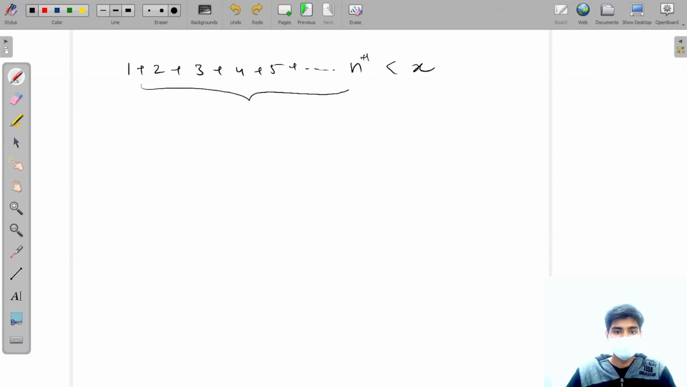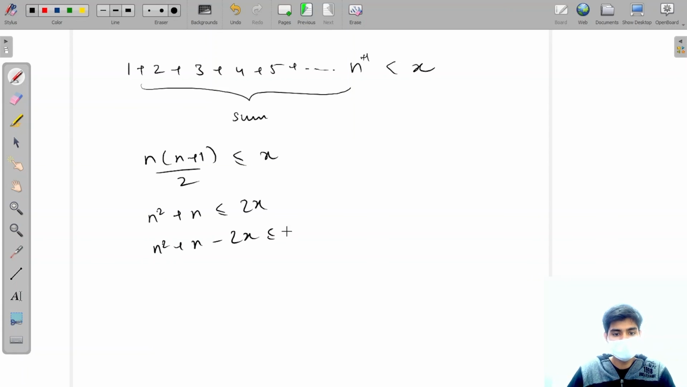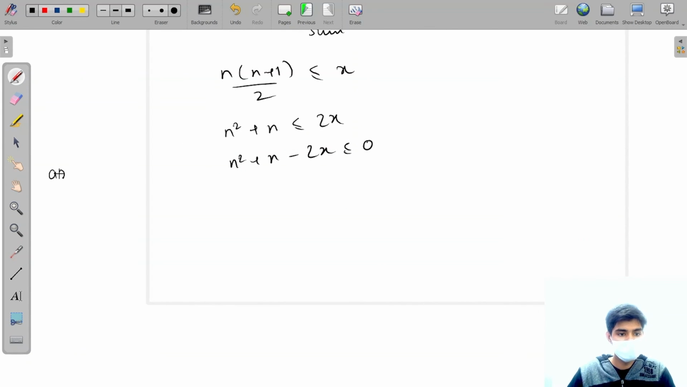I can say that this is the sum of n natural numbers, so that will be n times n plus 1 by 2, which is less than or equal to x. If I open this, it will be n square plus n less than or equal to 2x, which is n square plus n minus 2x less than or equal to 0. Now if you know the quadratic equation ax square plus bx plus c, then the roots will be x equals minus b plus minus under root b square minus 4ac, divided by 2a.